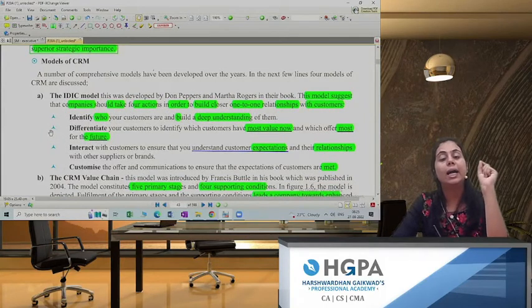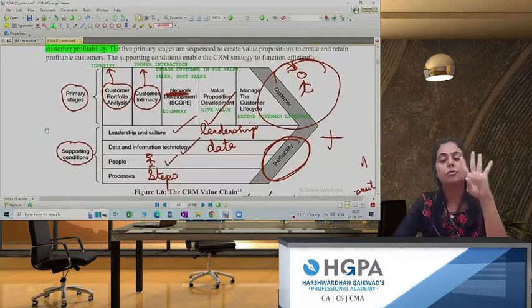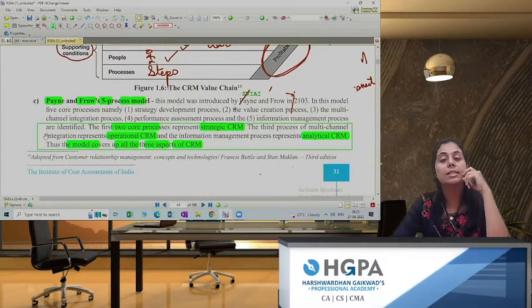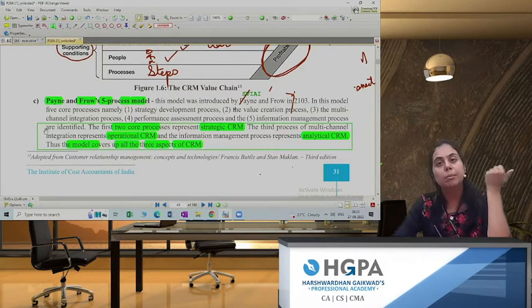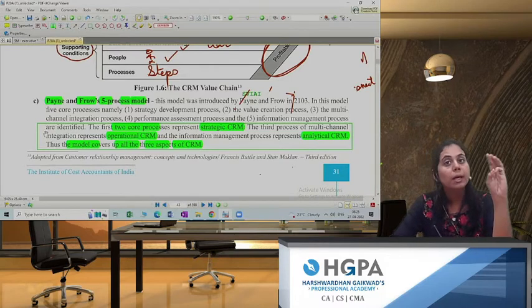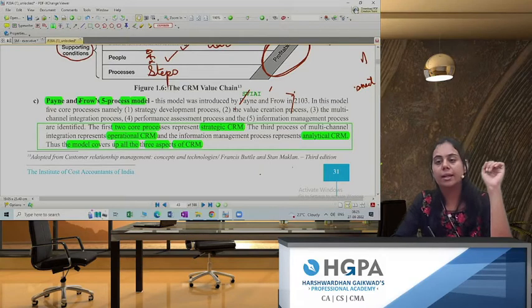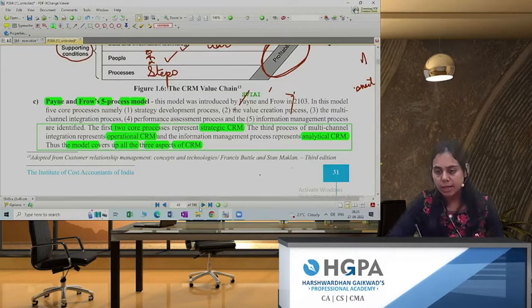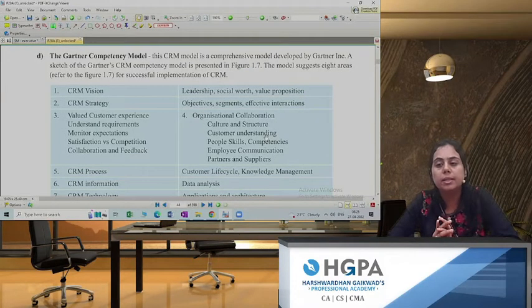One is the IDIC. Let's try to remember the full form. I was identify, D was differentiate, interact with them, and give them customization. The CRM model is 5+4, and then comes the 5 process model. That was the SBIAI, and again it was subdivided into 3 types of CRM: the strategic CRM, the operational CRM, and then the analytical CRM. Then comes the Gartner competency model.